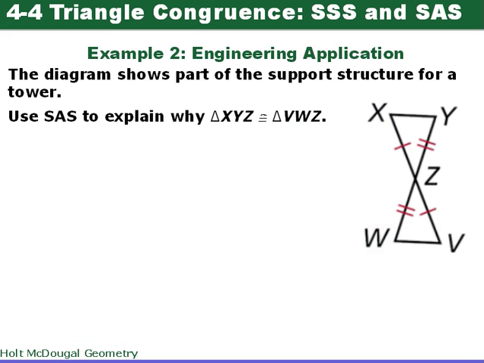All right, so this diagram has a tower that's made up of two triangles. We're going to use SAS, side angle side, to explain why triangle XYZ, so that's this triangle here, is congruent to triangle ZWV, or VWZ, sorry.